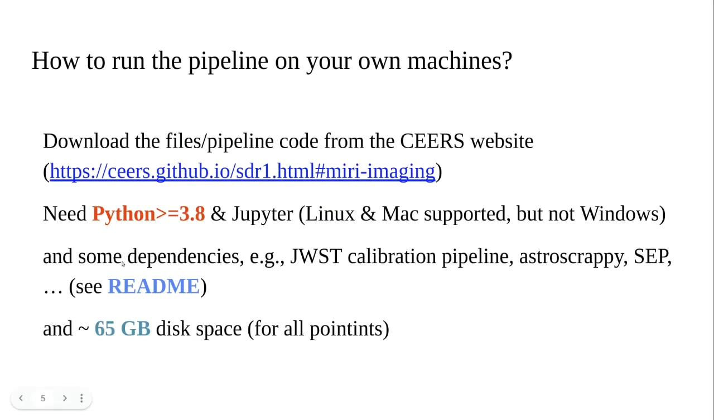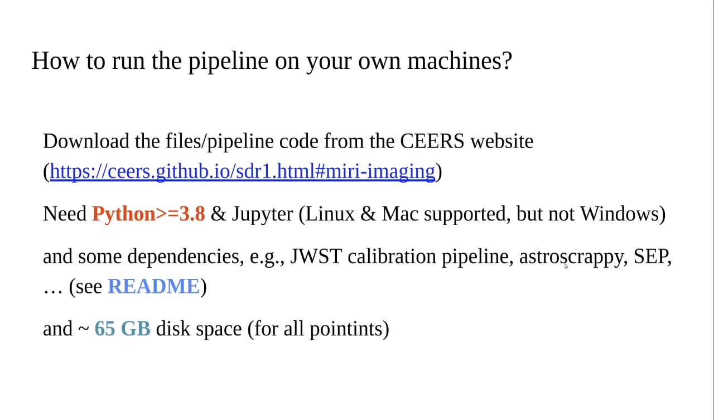There are also some dependencies that are needed. Besides the common dependencies like NumPy and AstroPy, we also need the JWST calibration pipeline. I have tested a few versions of the pipeline, and I think our code does not depend on a specific version. But if you find there is a compatibility issue with your version of the calibration pipeline, just email me and let me know.